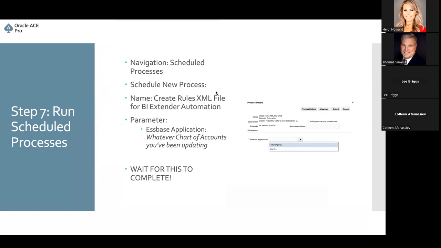There is one parameter and one parameter only. Which SPACE application are you looking for? So whatever chart of account you just updated, that's what you're looking for here. If you did this for multiple charts of accounts, you're running this process a few times. And you're going to wait for it to complete. This one does take a little while to go through, but you're going to want this one to complete. Again, out of hours is good. Again, you're not looking at hours for this one. This one is a few minutes, but it has to complete before you run the next one.